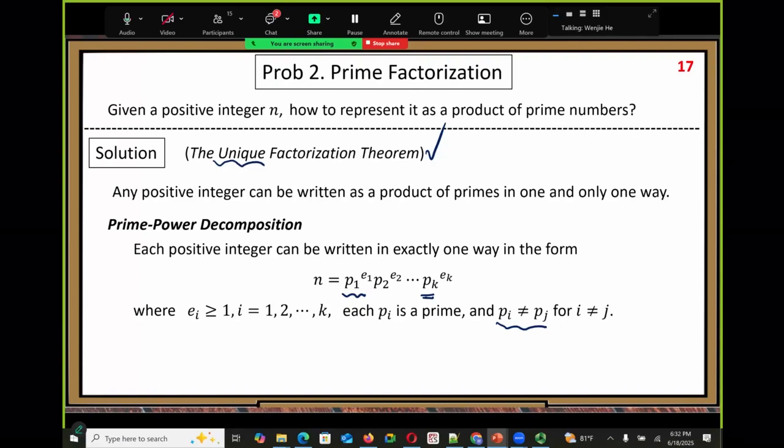Otherwise, if you do not require ascending order, then different people may use different orders of p's, right? So when you compare two prime power decomposition forms, it is much harder, because the order could be very messy. That's why, in order to make our comparison easier, we want to write them in ascending order for convenience.